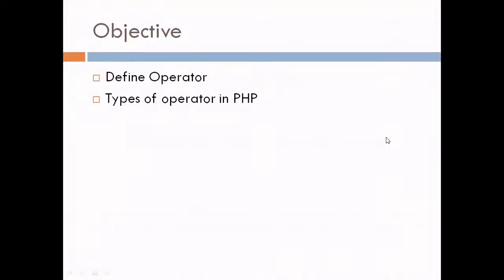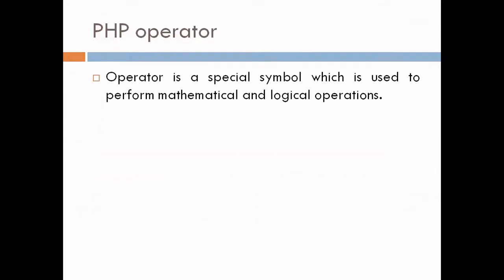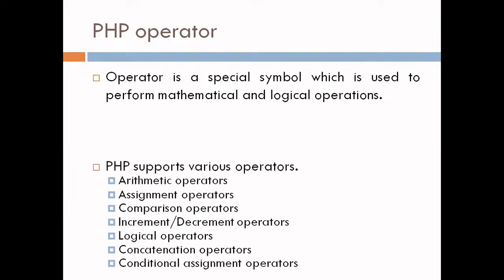So the objective of the current session is to define operators and the types of operators in PHP. As we already know, operators are available in almost every language and we are all familiar with them. So what is an operator? An operator is a special symbol which is used to perform some mathematical and logical operations. Without operators, we cannot perform any mathematical or logical operations.